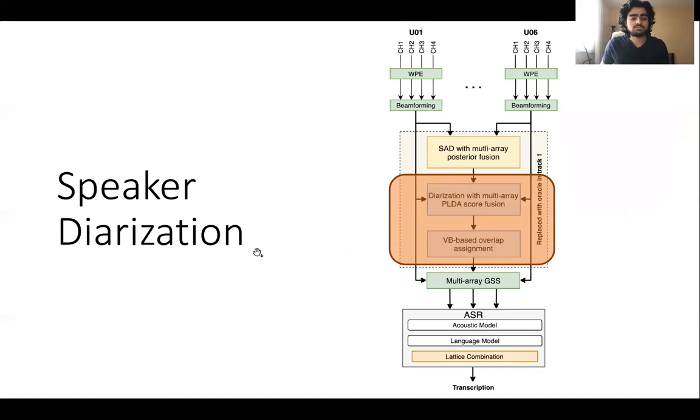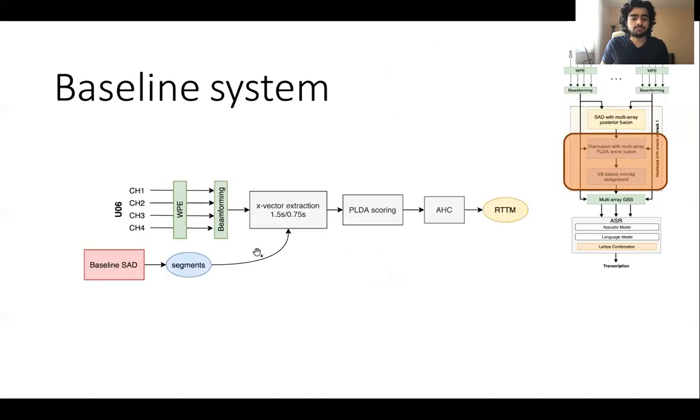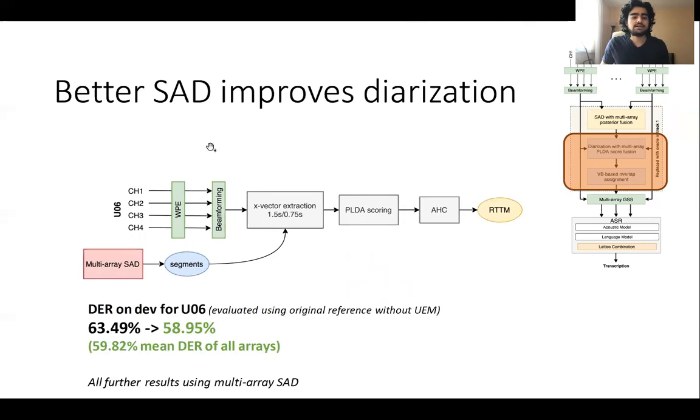Next, we move on to the diarization. For the baseline system, we built a well-known pipeline consisting of an x-vector extractor with 0.75 second shift, followed by PLDA scoring and clustering. First, we investigate how the better SAD that we have improves diarization, and we find that it improves the DER by almost 4%.